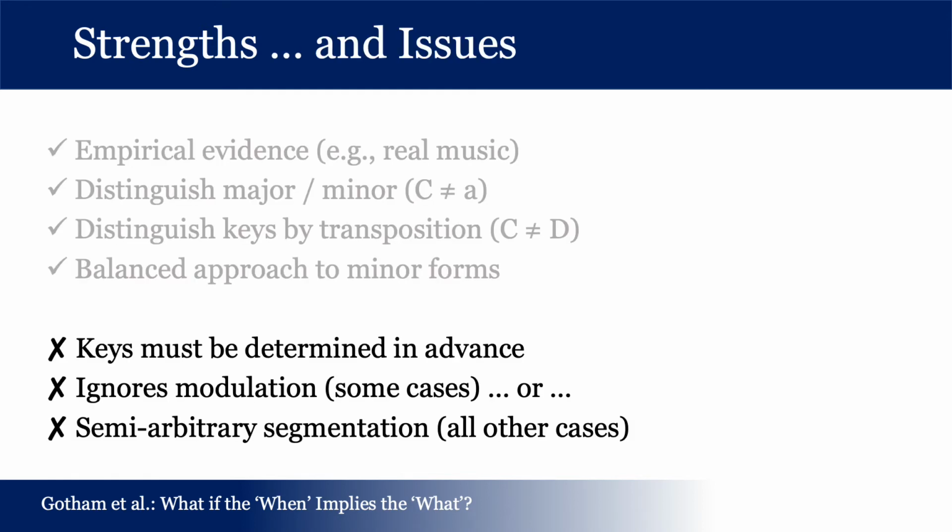Though they too are limited. For instance, to build up key prototypes from a corpus of works, we need to know what the key of each of those works is in advance, and even then, many prototypes build up by assuming that the key remains constant throughout, so ignoring modulation, or else taking a semi-arbitrary segmentation of the first 8 measures or 8 seconds, for instance.